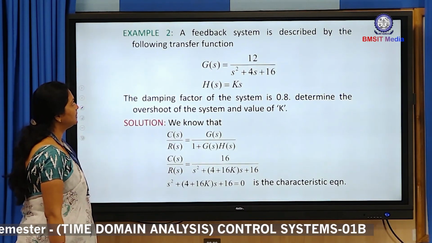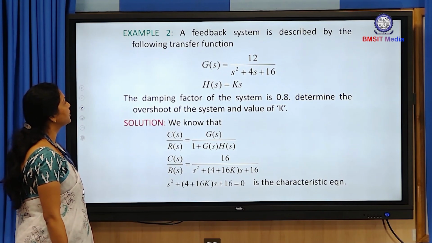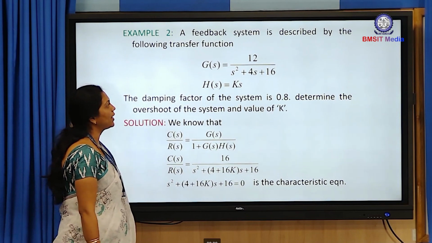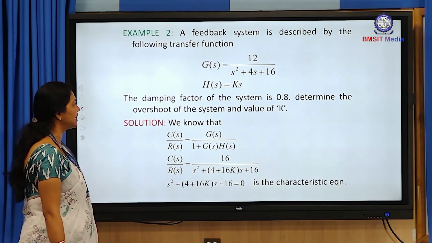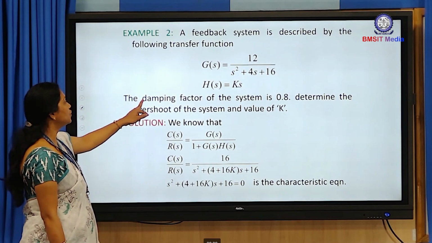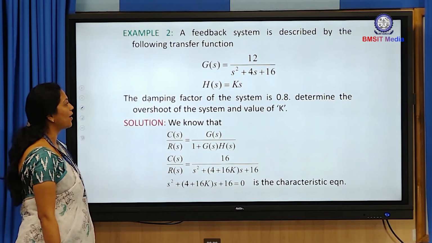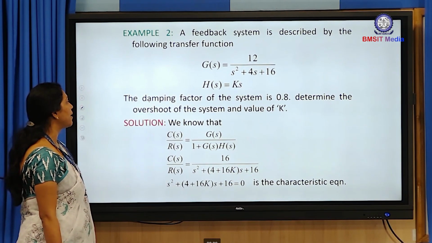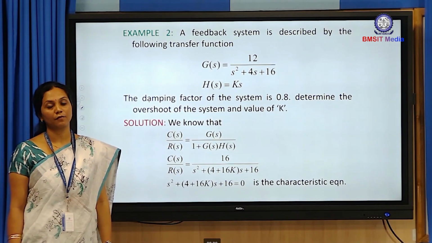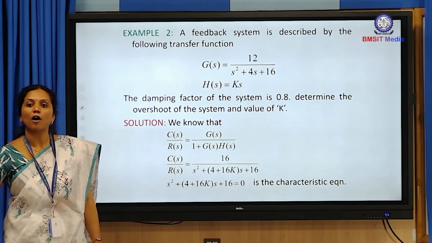Now the next problem is, a feedback system is prescribed by the following transfer function. G of s is equal to 12 by s square plus 4s plus 16 and H of s is given as k into s. They have also given us the damping ratio of 0.8 and they have asked us to determine the overshoot for the system and the value of k.